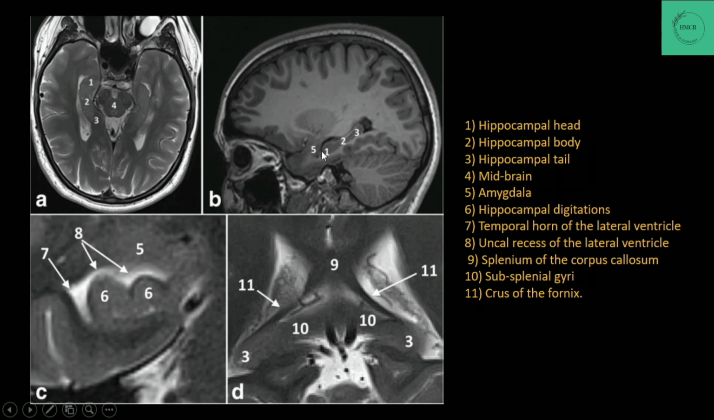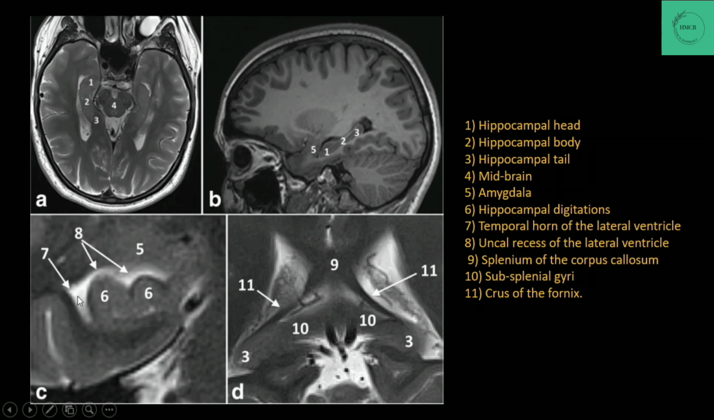Here we can see this is the head, this is the body, and this is the tail. Just anterior to the head there is a structure called the amygdala, which is separated from the head by the sulcus of the lateral ventricle. This is the zoomed image from the coronal section. This is the region of the head of the hippocampus. The hippocampal head appears like one or two digitations. This is the amygdala. The amygdala is separated from the head by the sulcus of the lateral ventricle, which is called the uncal recess.